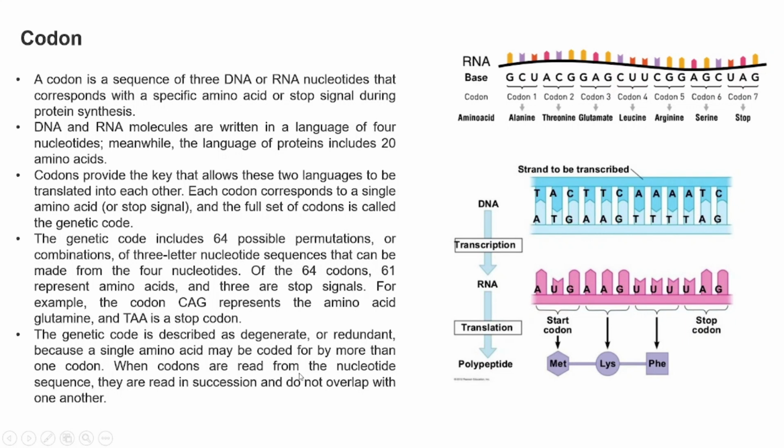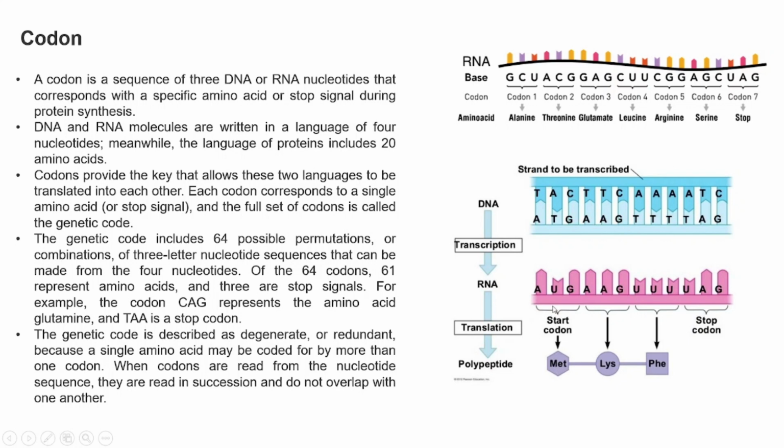When codons are read from the nucleotide sequence, they are read in succession and do not overlap with one another. This is the DNA strand, that's why there is thymine. This is the strand to be transcribed, then transcription happens and RNA is formed. See, T is converted to U because RNA does not have thymine. And from here, if you count, AUG is the start codon, which is methionine. The amino acid methionine corresponds to the start codon.